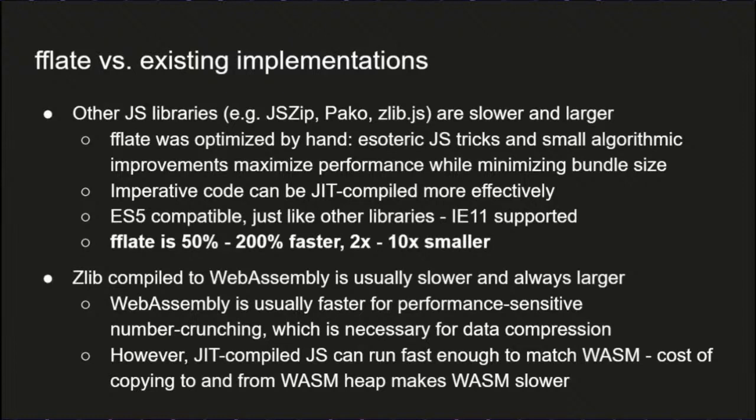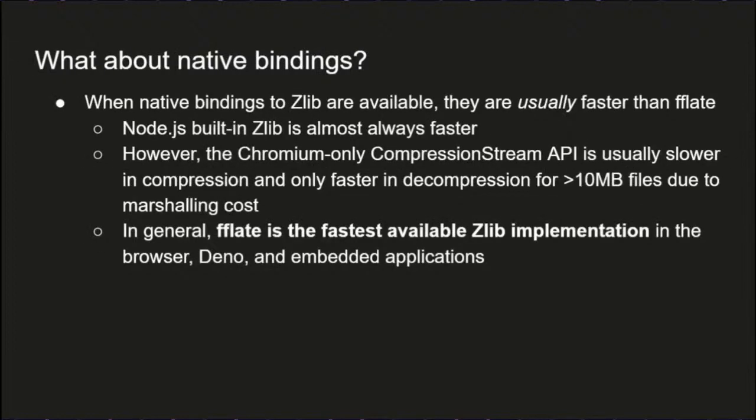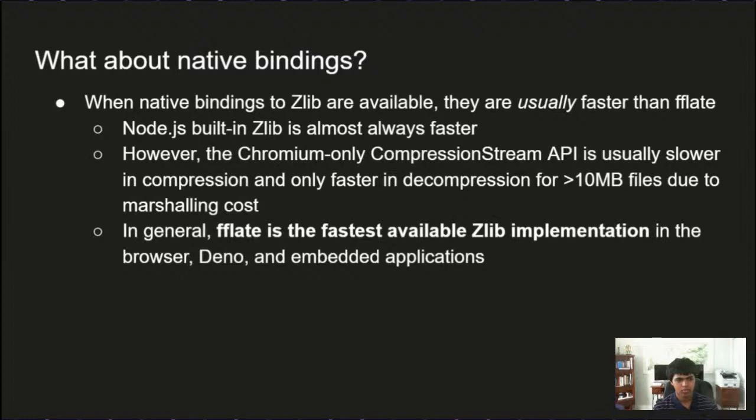The specific number for how much faster it is, I don't remember off the top of my head, but one of the faster implementations I could find was generally 20 to 30% slower than fflate when I tested it in Chrome and in Deno. All right, so what about native bindings to Zlib?